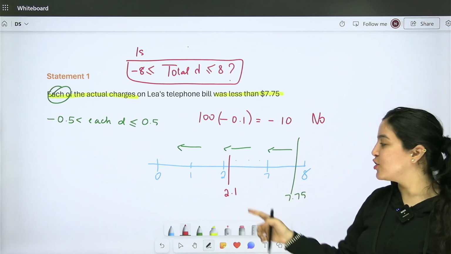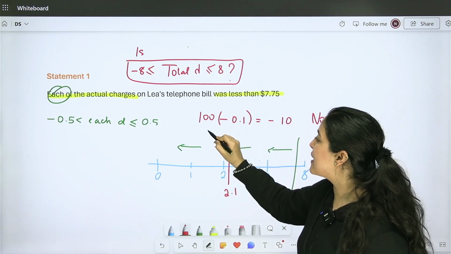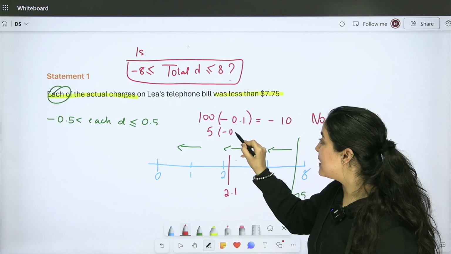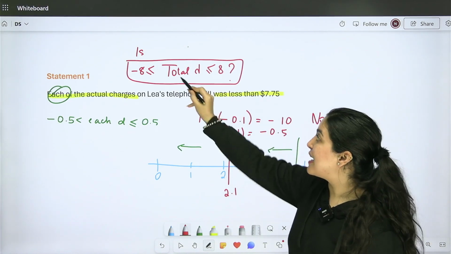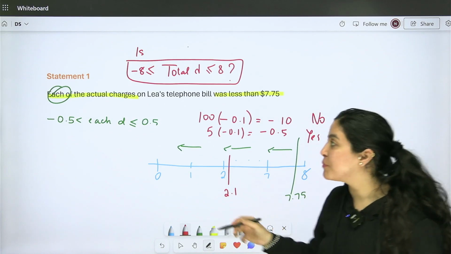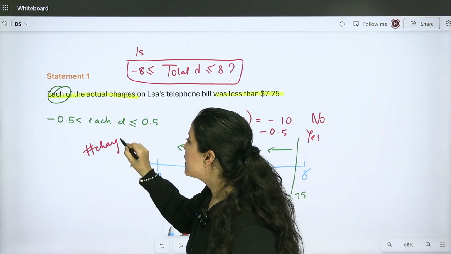But now imagine you have all of these 2.1s only, but you have only say 5 such charges. Then in that case, the total deviation will be negative 0.5. Is that within the range? Yes, it is. So this statement is not enough because it doesn't even tell me how many charges there are.